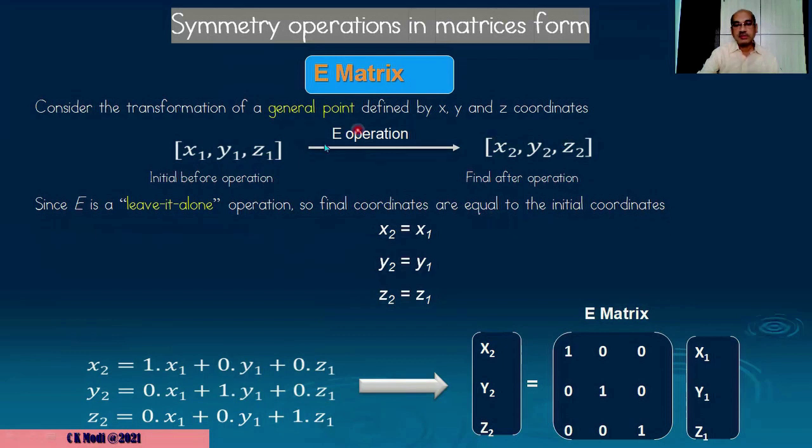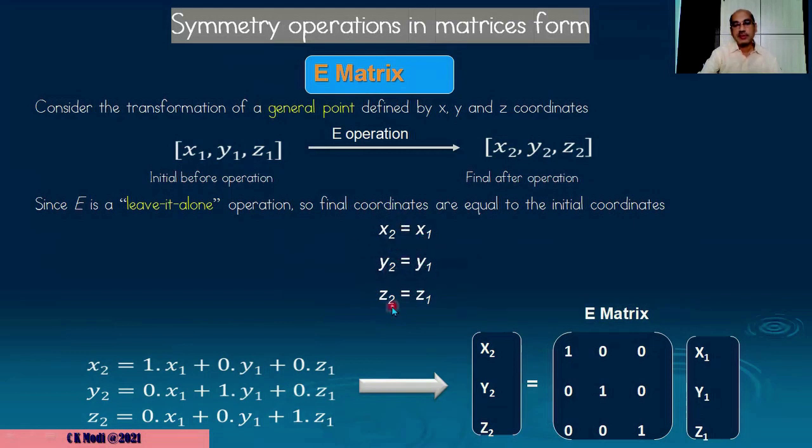So the final coordinates are equal to the initial coordinates, because in the E operation no change is made in the molecule. Therefore, the initial coordinates are equal to the final coordinates. So x2 is equal to x1, y2 is equal to y1, and z2 is equal to z1.